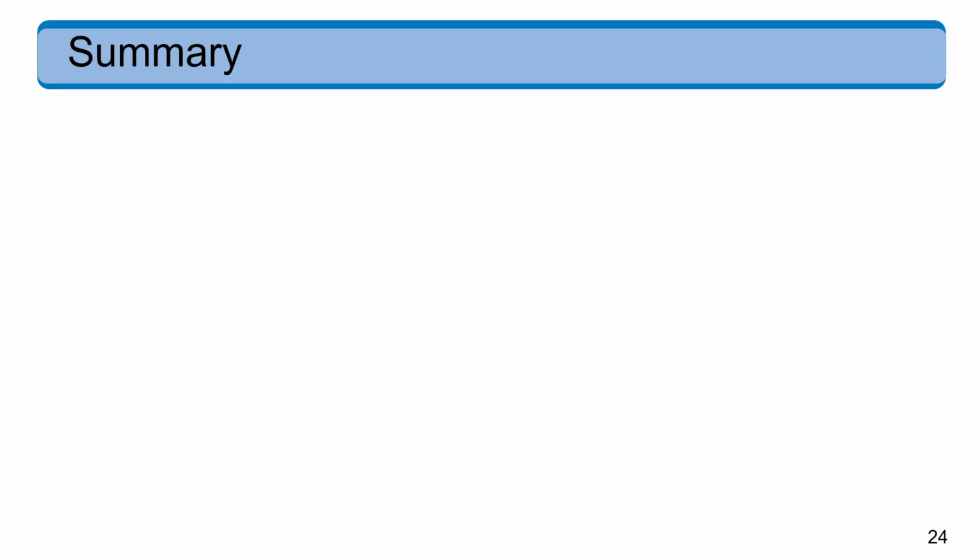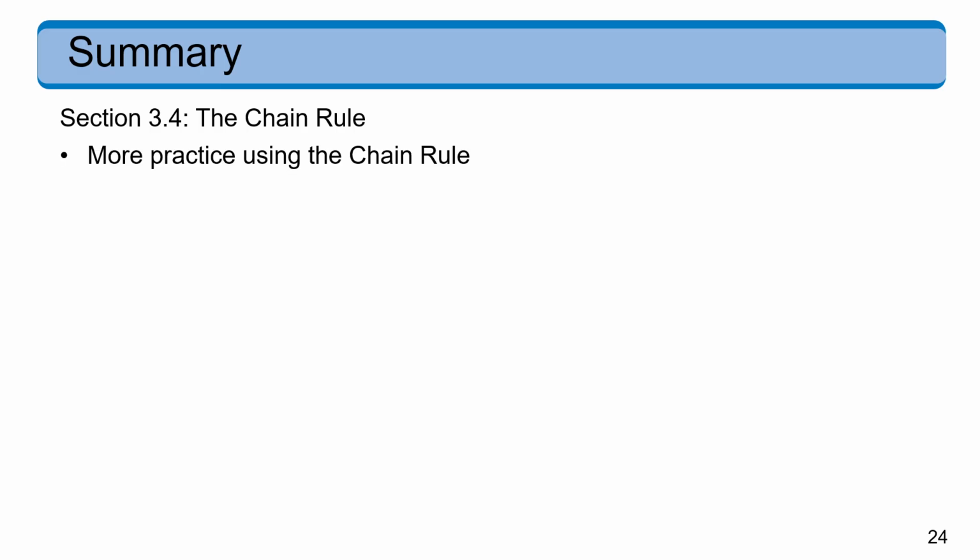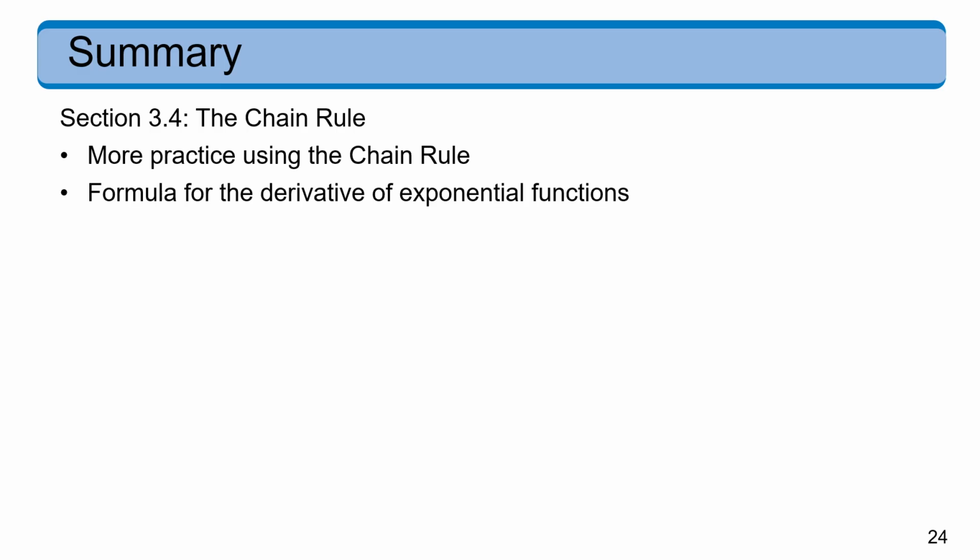So let's summarize now what we covered today. We covered parts of 3 sections. We started by finishing where we had left off in section 3.4 on the chain rule, and mostly we just did more practice. We did several examples where we used the chain rule to compute derivatives of composite functions. Then we derived a formula for the derivative of exponential functions. We did that here because this derivation used the chain rule. We had already learned the derivative formula for e to the x. What we derived here was a formula for any base b to the x.